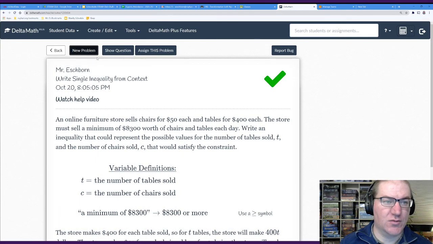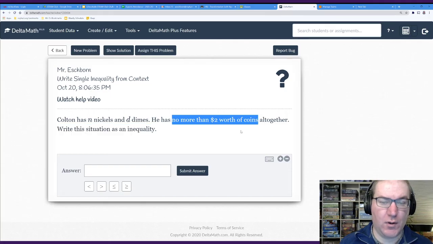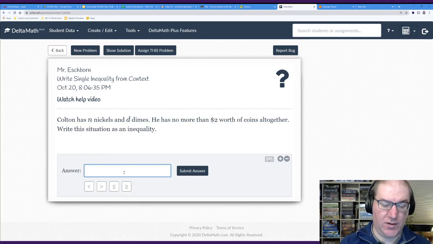And that's that. Let's do another example problem. Thanks to Delta Math for these. It says Colton has N nickels and D dimes. He has no more than $2 worth of coins. So right here, this is a very important statement. No more than $2. So we do 5 cents per nickel plus 10 cents per dime. And we know that that number has to be less than or equal to $2.